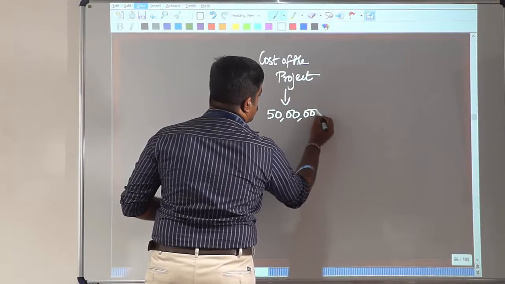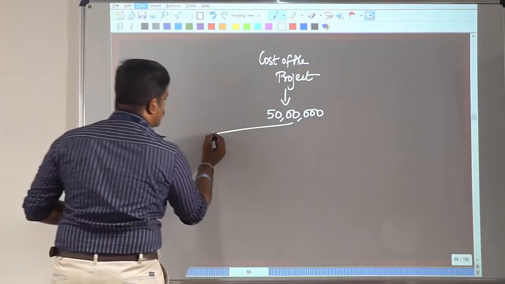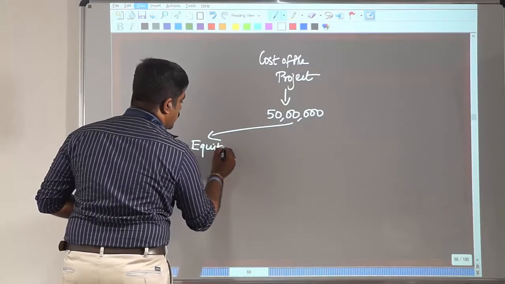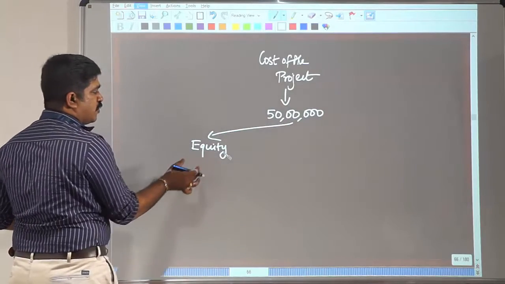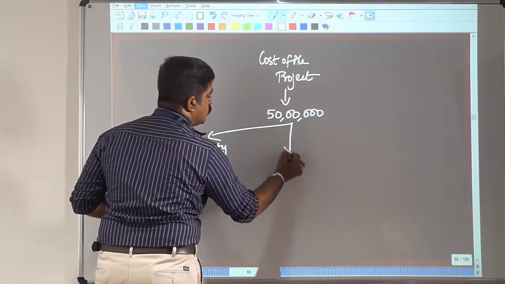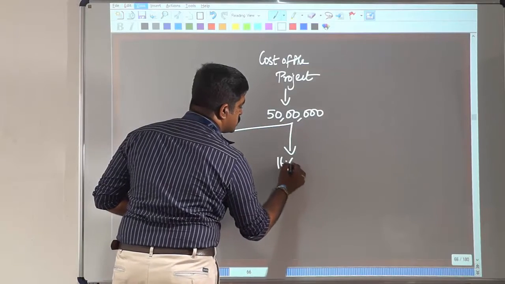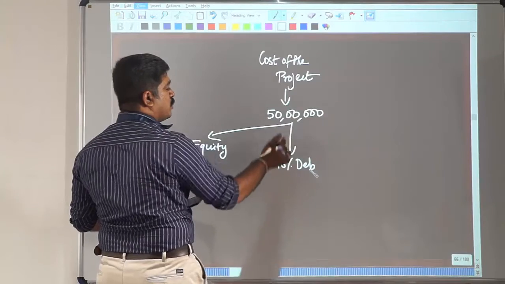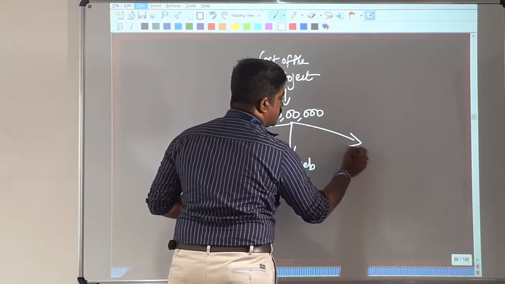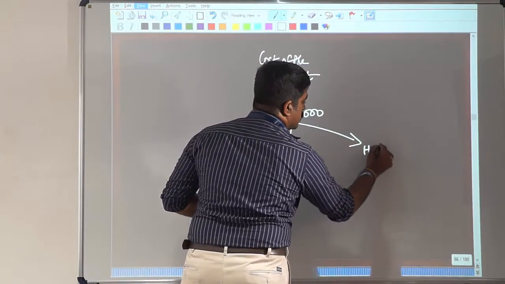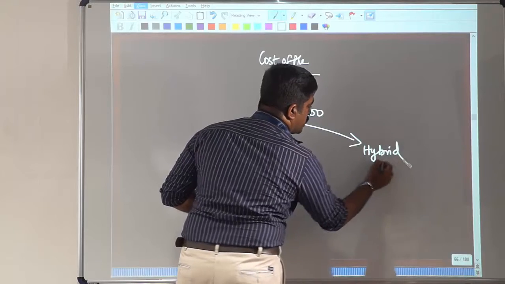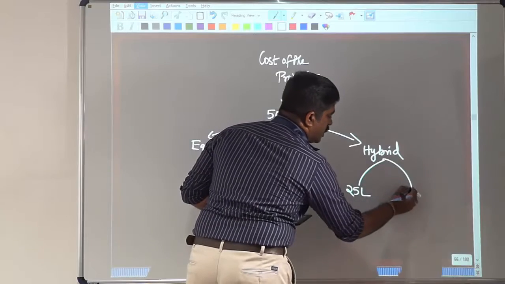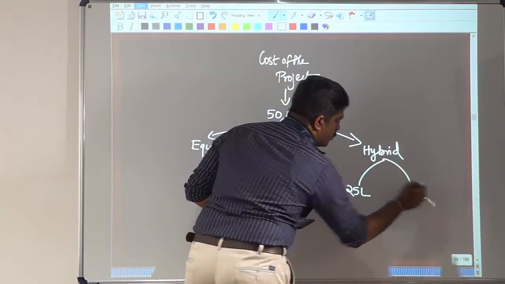Now this company basically has three options. Option 1, it can go for equity. So it is a full equity option. The entire 50 lakh will come from equity. Option 2, they can go for 16% debentures. That is, the entire 50 lakh will come from debenture. And the third option is they can go for hybrid. Hybrid in the sense 25 lakh will come from equity. The remaining 25 lakh will come from debenture.